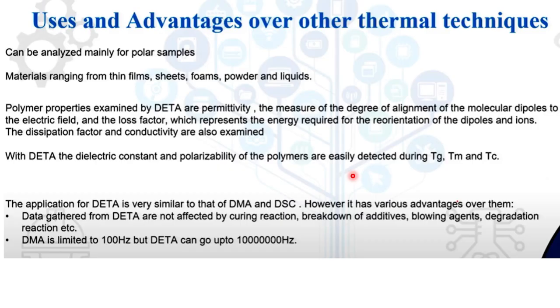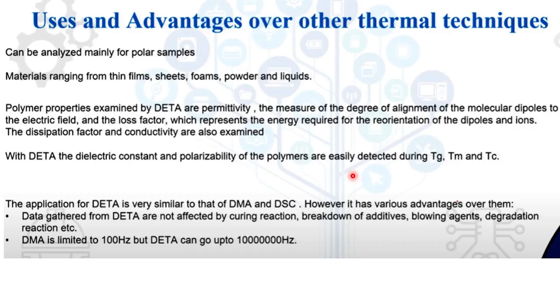With DETA, the dielectric constant and polarizability of the polymer are easily detected during TG, TM, and TC. Because whenever the temperature is low, the orientation of dipoles is fixed, so obviously you will get a different loss factor. Whenever the segmental motion is started, the orientation response will be at a different frequency, and the loss factor will be different when there is segmental motion. So in that way, it can detect the TG, TM, and TC.